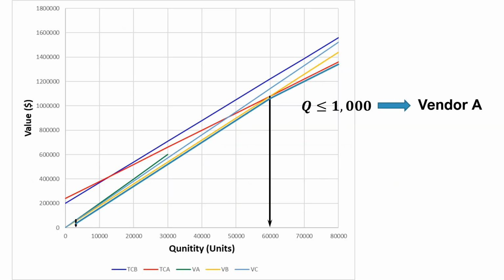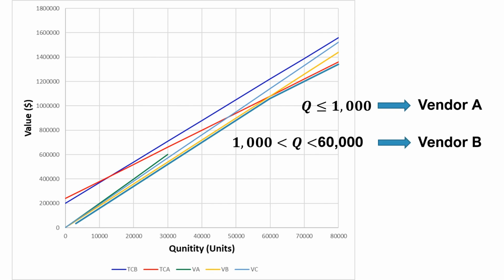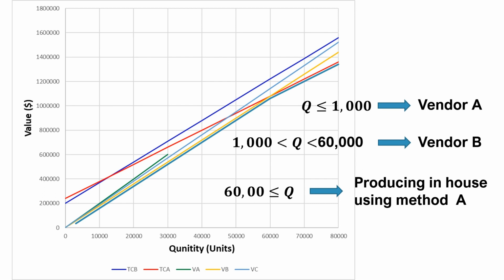From the answer to the first part, vendor A is the best for Q less than or equal to 1,000 units, vendor B is the best when Q is more than 1,000 units and less than 60,000 units, and producing the item in-house using method A is the best when Q is more than or equal 60,000 units. So, the remaining two alternatives, which are producing the item in-house using the second method and vendor C, are never the best. In this video, the buy or make alternatives decision is analyzed using the break-even method.